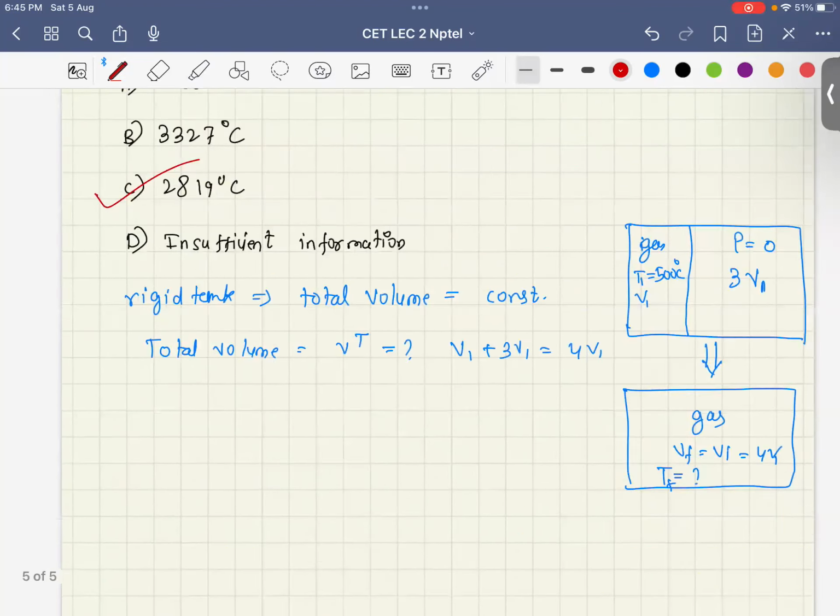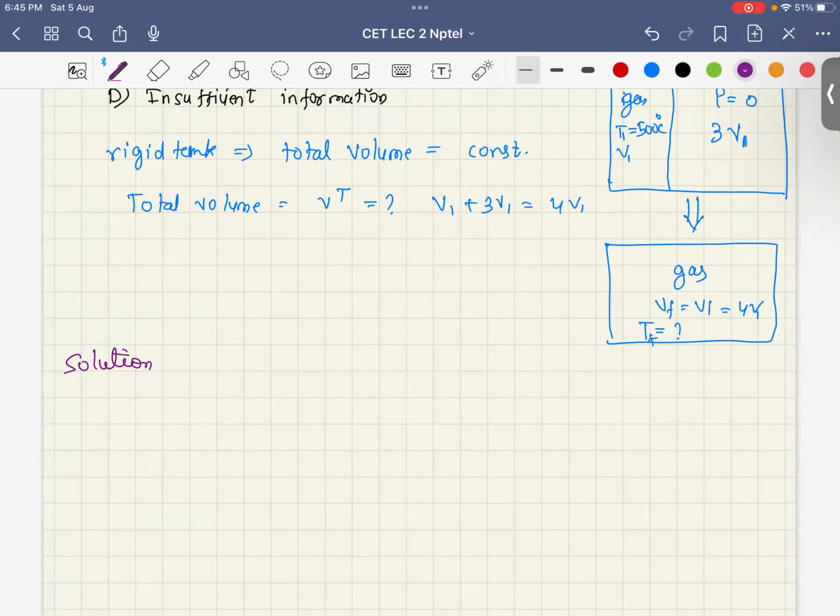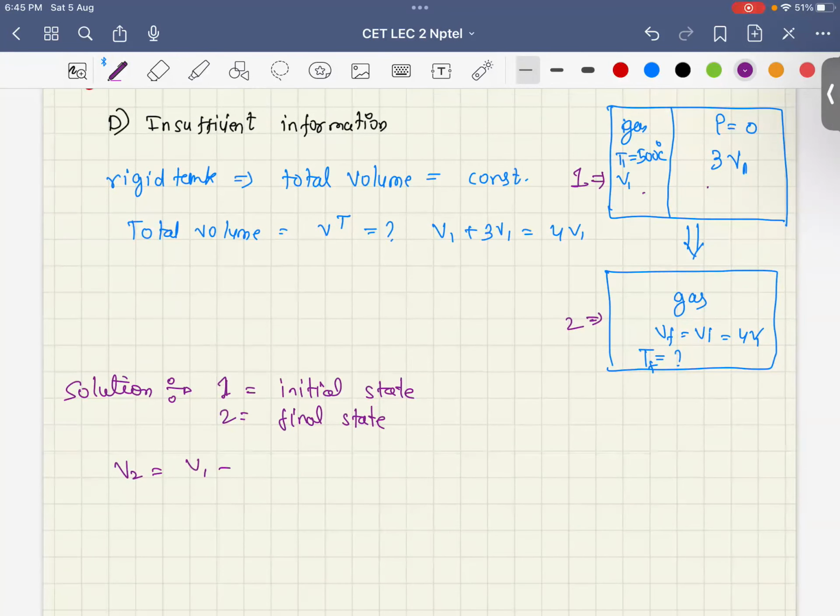So, for those who could not solve, let us try solving it. Let us say that subscript 1 denotes the initial state, that means this state, and 2 is the final state. What we have is V2, the final volume, which is nothing but this volume plus this volume, V1 plus 3V1. Which implies V2 is going to be 4V1.